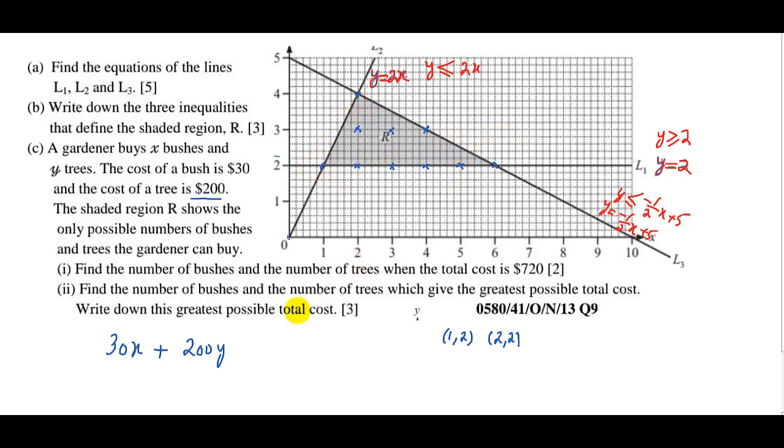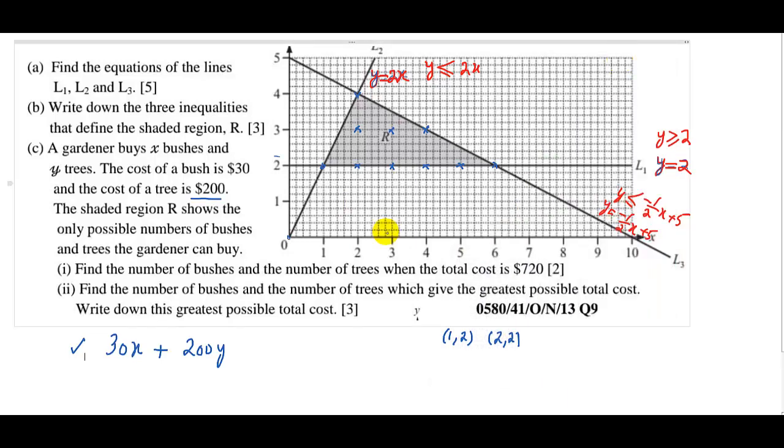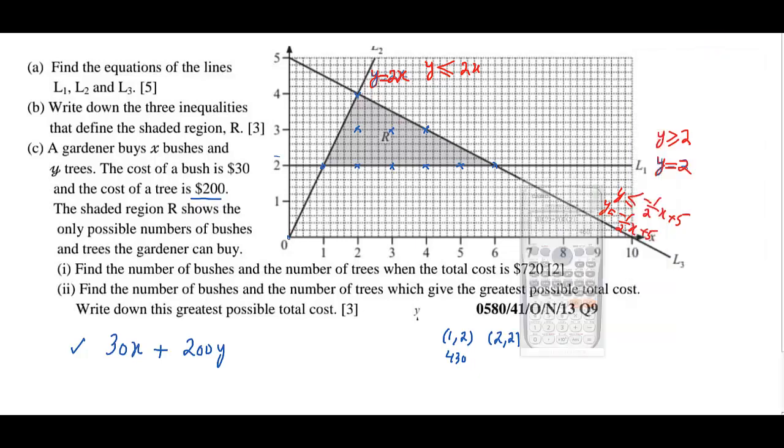So let's plug in all these points one by one in this cost function and see where the cost is 720. So I put 1, 2 in this function, and let's see what the cost is. 430. So at this point the cost is 430. And likewise we keep on putting in all these points one by one and see where the cost is 720. At this point, where the number of bushes is 2 and the number of trees is 2, the cost is 460.